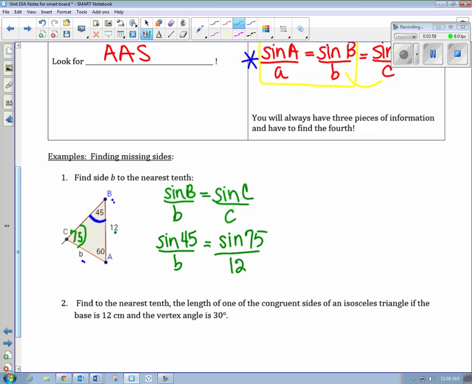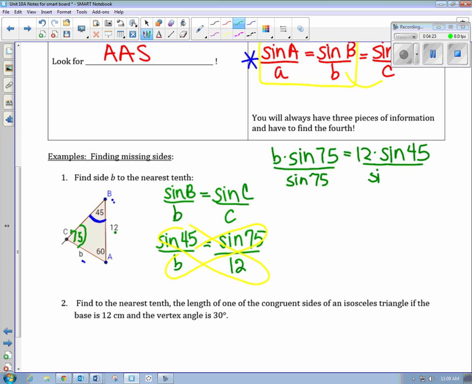And from here, I'm going to cross multiply to solve. So I'm going to multiply this, and I'm going to multiply this. So I will end up with B times the sine of 75 equals 12 times the sine of 45. And again, if we're solving for B, we want to divide by sine 75. We've done this a few times in this unit already.